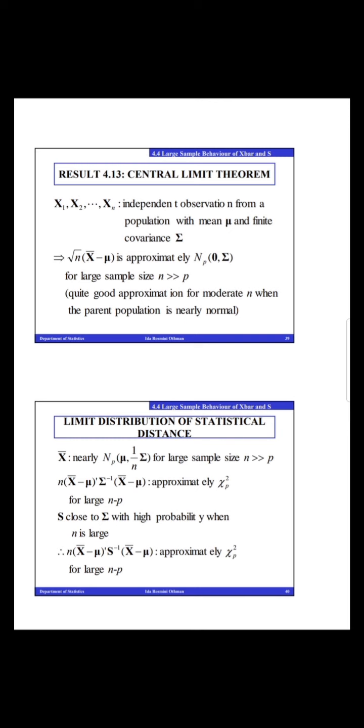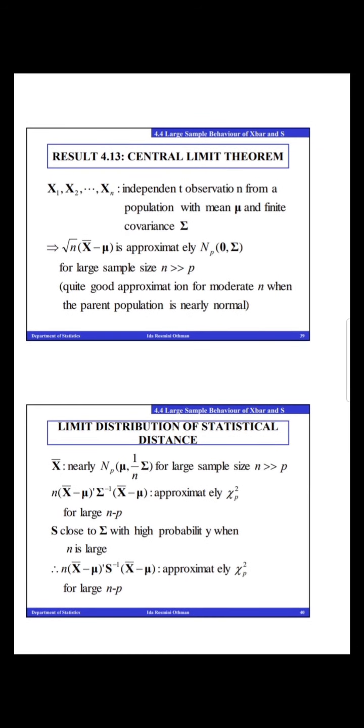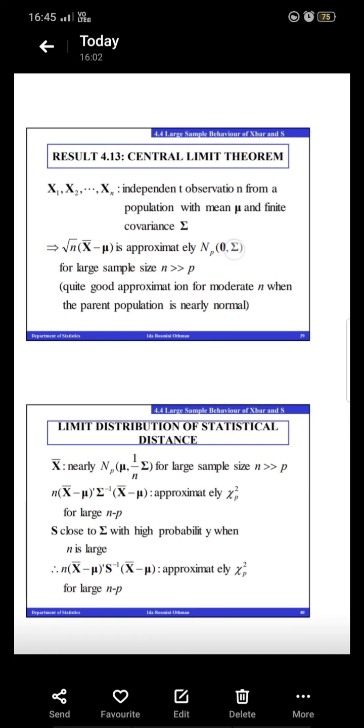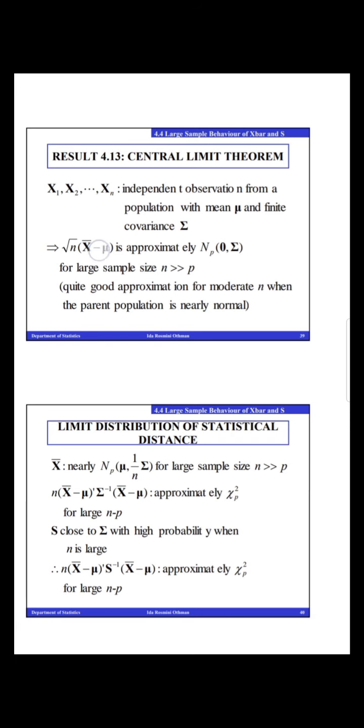So dia kata kat sini, according to the central limit theorem, when x is having the mean vector mu and the variance covariance matrix big sigma, so square root of n multiplied by (x bar minus mu) will be approximately normal with mean 0 and variance big sigma, which is the variance covariance matrix, for large sample size. Okay, for large sample size. So this part you need to memorize dalam your short note.